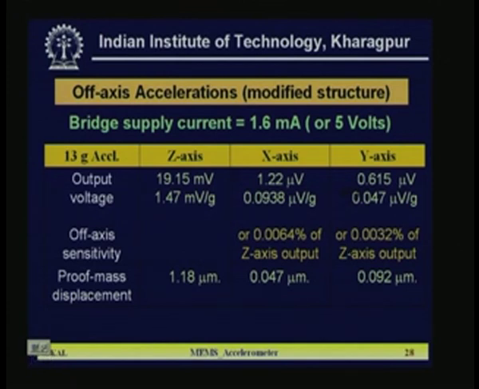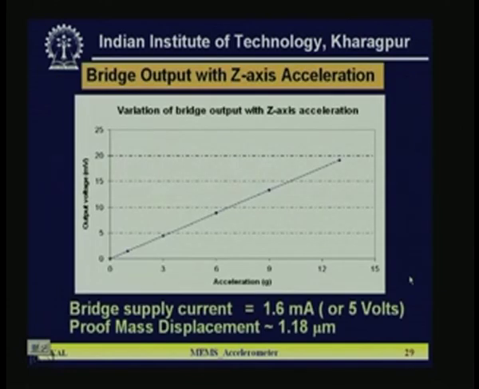That is only as far as off axis sensitivity is concerned; there is no change in the z axis. Here the probe mass displacement is 1.18, 0.047 and 0.092 micrometer. So, this kind of design may improve the off axis, and the complete calculation of the output voltage with G has been done, and that plot is shown here for a bridge supply voltage of 5 volt. You can see from 0 to 13G we have calculated the output voltage.